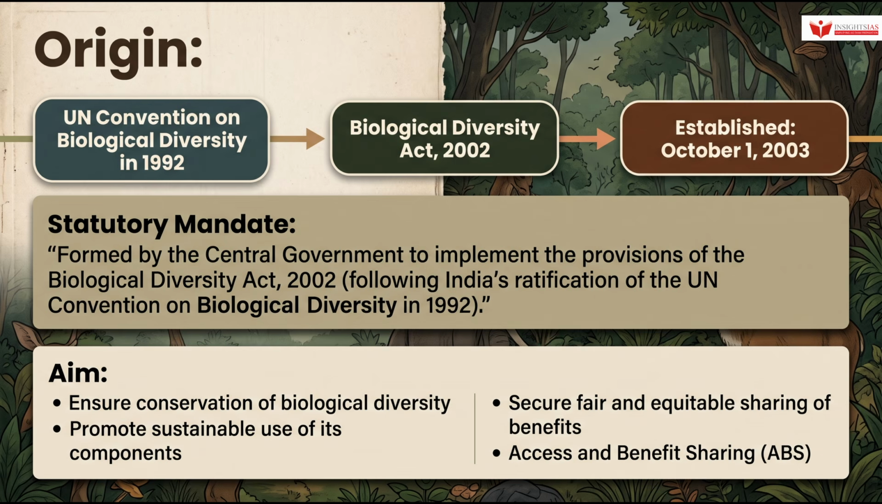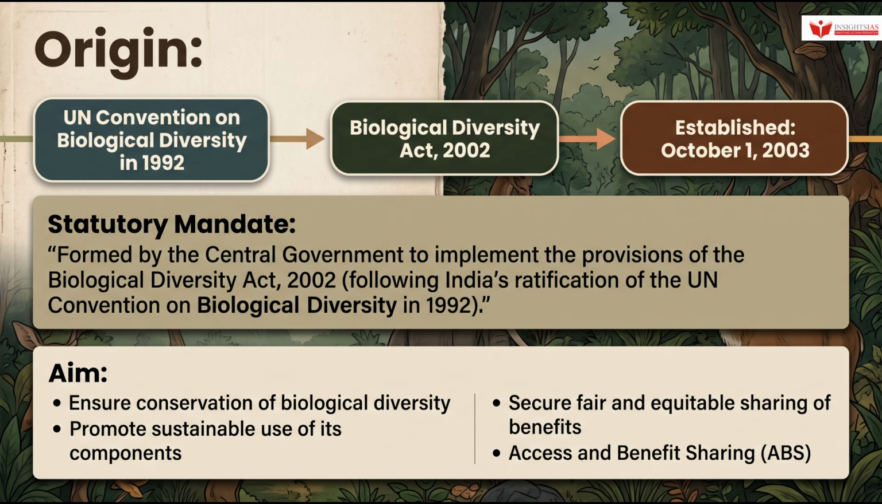On its origin, it was established on the 1st of October 2003. And on its statutory mandate, this is genuinely important. It was formed by the central government to implement the provisions of the Biological Diversity Act 2002, and this itself followed India's ratification of the UN Convention on Biological Diversity back in 1992. Its aim is to ensure the conservation of biological diversity, promote the sustainable use of its components, and secure the fair and equitable sharing of benefits arising from the utilization of biological resources, a principle known as access and benefit sharing, or ABS.